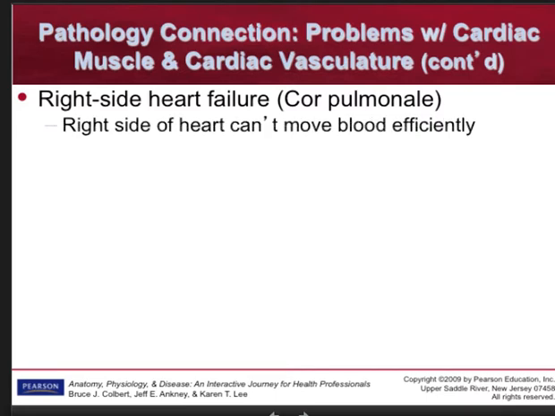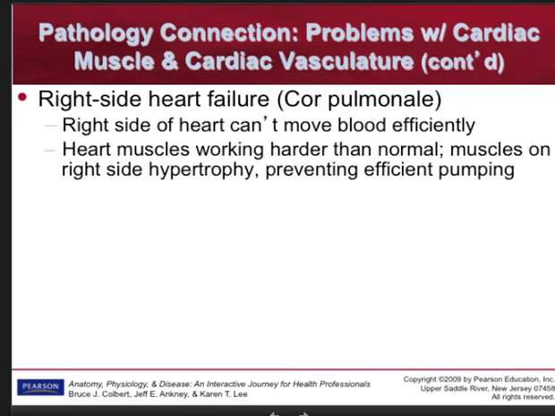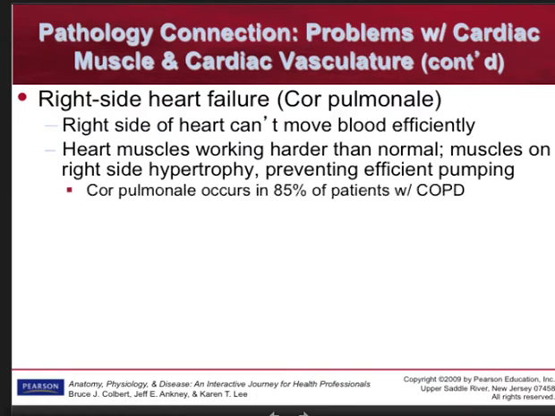In cor pulmonale, the right side of the heart can't move blood effectively. And so what you see here is that you're going to have trouble moving blood around the periphery. The heart muscles are working harder than normal. The muscles on the right side hypertrophy, and this prevents efficient pumping. It occurs in 85% of patients with COPD. Remember that COPD stands for chronic obstructive pulmonary disease.